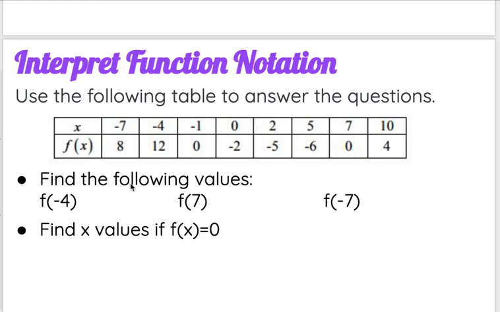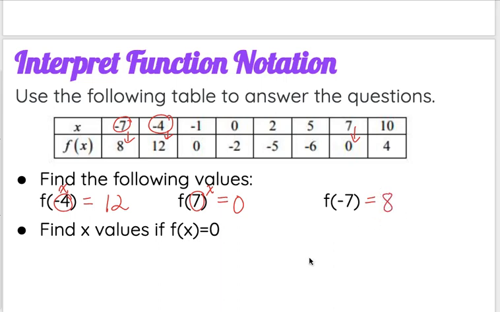Three values here. The first one is f of -4. Again, remember the value inside represents x. So when x equals -4, it matches to 12. So that's a value. Let's move on. F of 7: again, the input x is 7, so it matches to 0, and that's it. And next, it's going to be f of -7, so we just look for the x value -7, which matches to 8. So that's it.